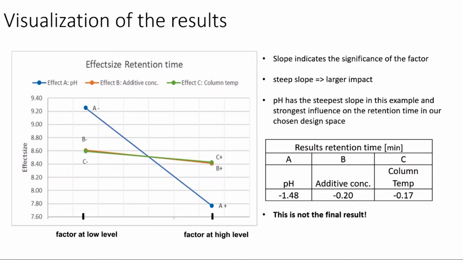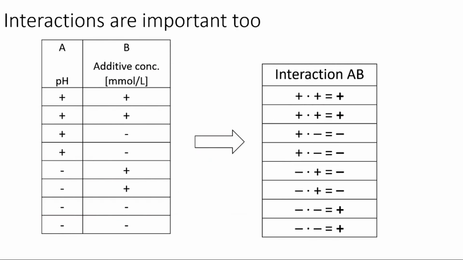But just by looking at this now, we could assume that the pH value has the highest impact on our response, the retention time. And it looks like the column temperature and additive concentration do not really impact the retention time of norfloxacin that much. But we need to consider something else first, which shows right now what design of experiment is capable of. And that's the so-called interactions.